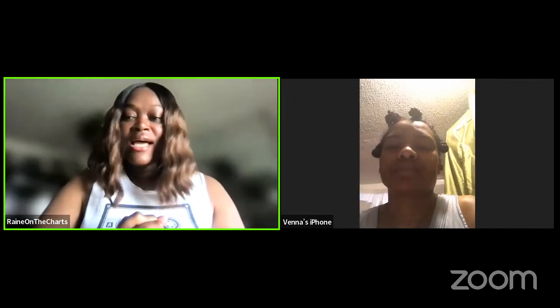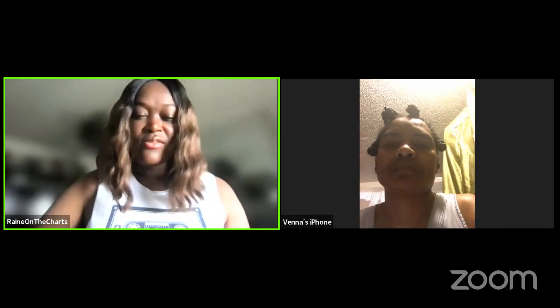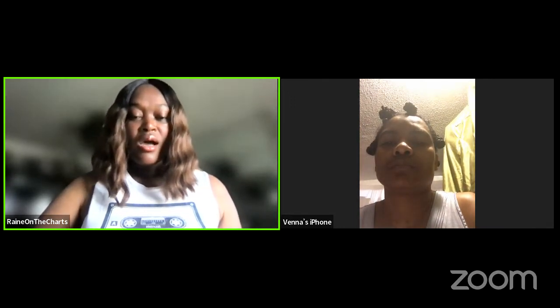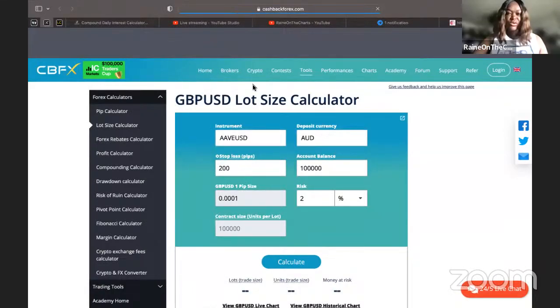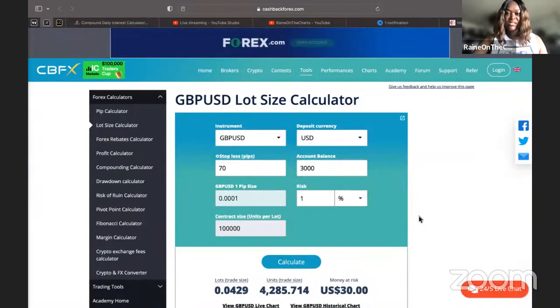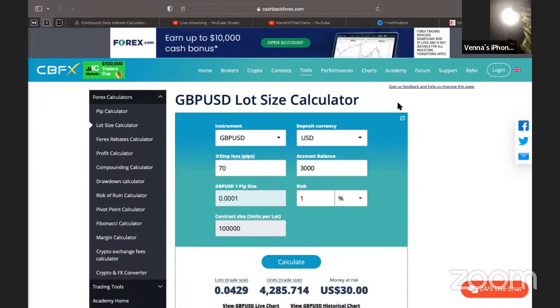So I know that I kept on doing lot size along the way. So let us go to TradingView and look at the lot size calculator so you can see how you're going to use that. Screen share is loading. Can you see my screen now? Can you see my screen? Yes. Okay, thank you.